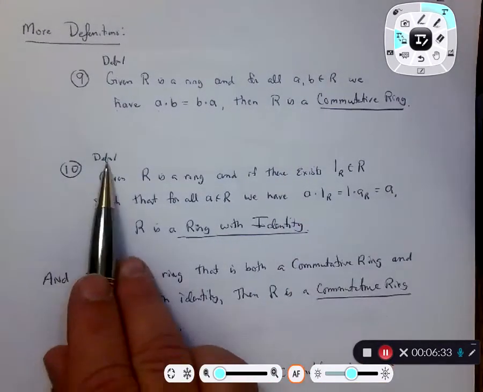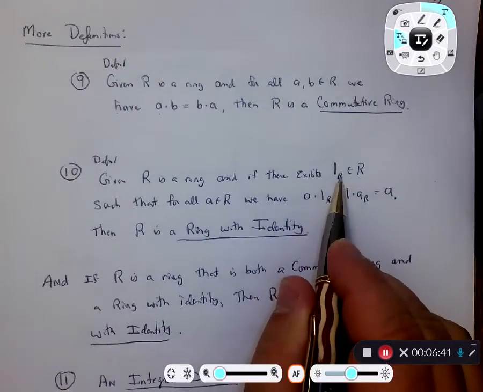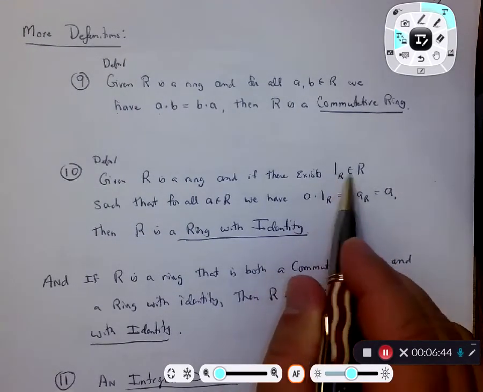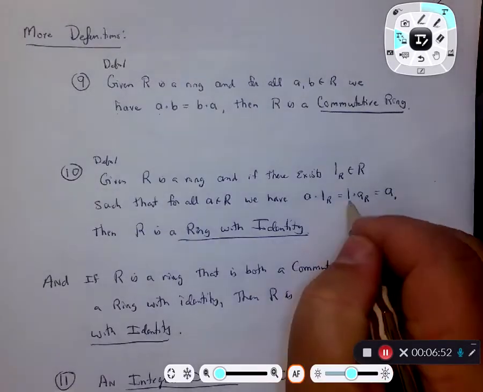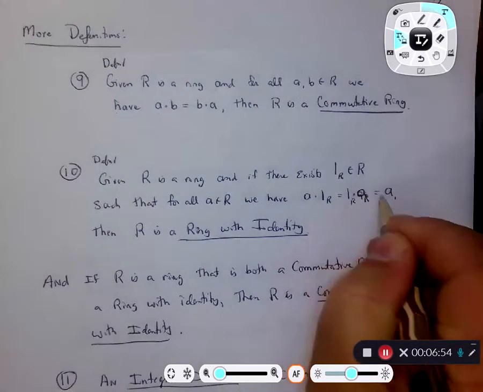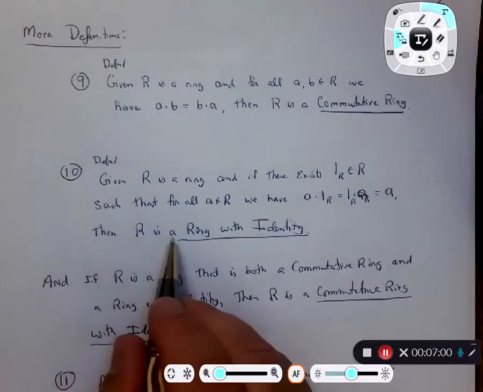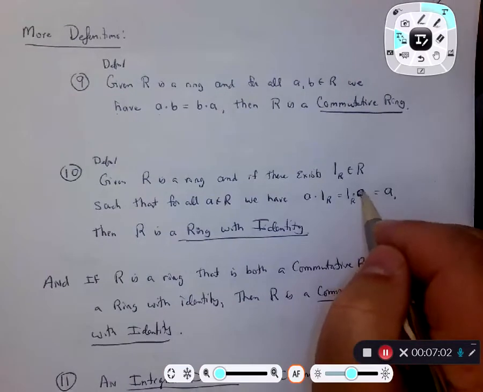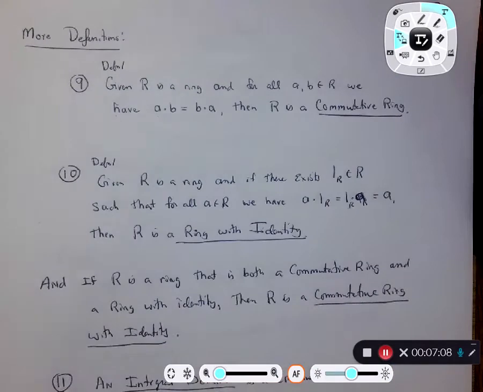Property number 10 is also a definition. Given R is a ring, and if there exists a 1 element inside of R, 1 subscript R, an element of R, such that for all a in R we have a times 1_R equals 1_R times a, which is equal to a, then R is a ring with identity. That little 1 element that we're talking about here is actually the identity. When you multiply 1 by anybody, you get anybody back again.